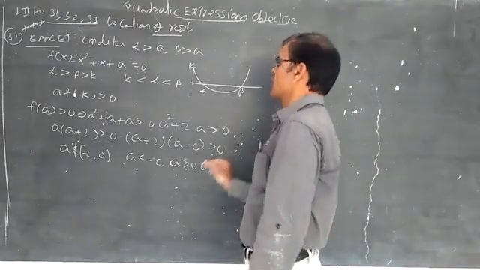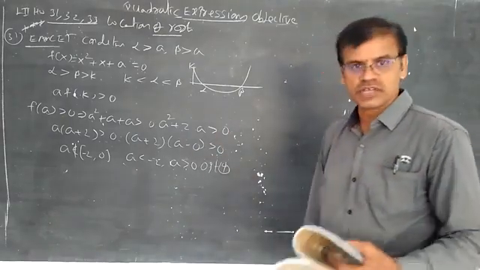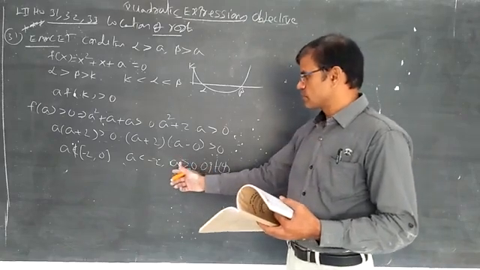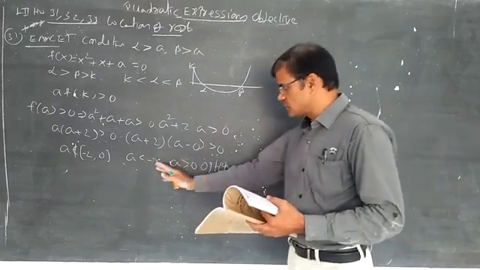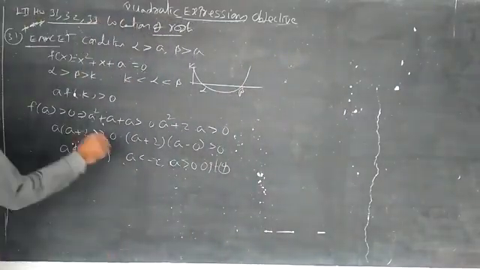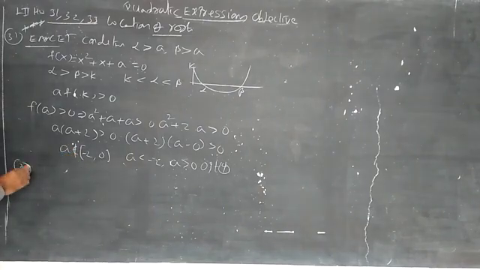Otherwise, you can take delta greater than 0 also. Whenever delta greater than 0, a square minus 4a greater than 0, a into a minus 4 greater than 0, so a less than 0 or a greater than 4, like this. A greater than 4 is not the common one. For this one, delta greater than or equal to 0 chance is there. Simply you can leave it.